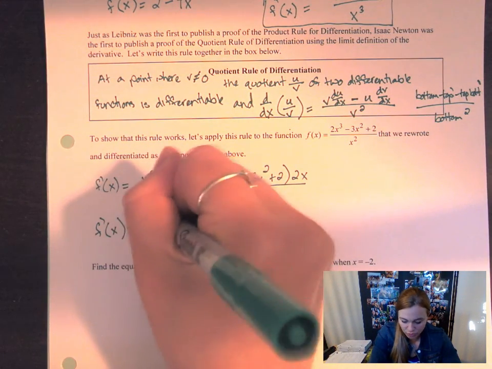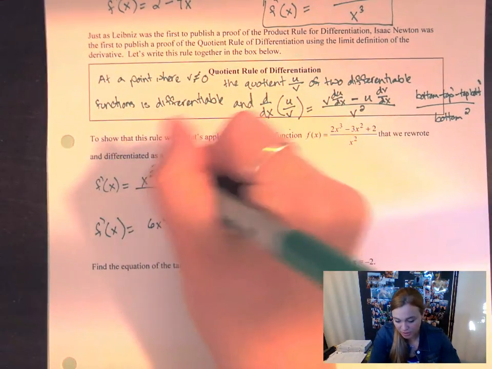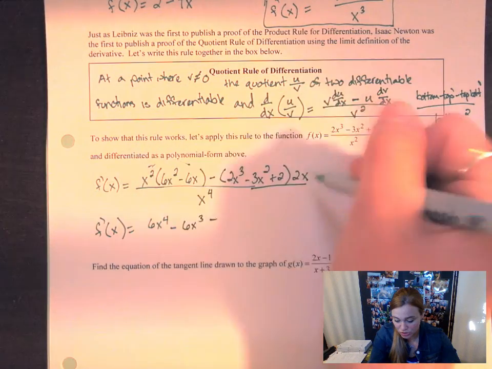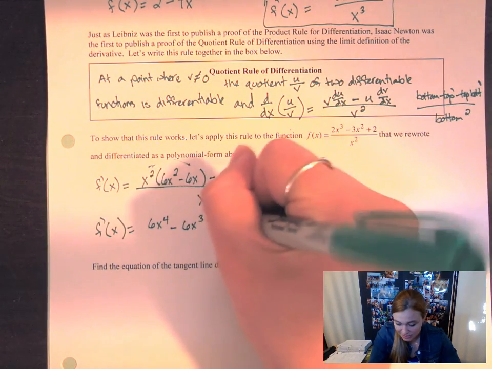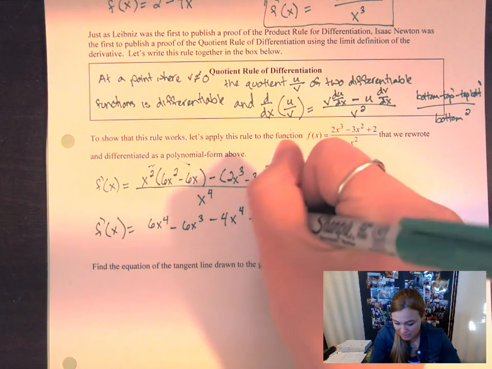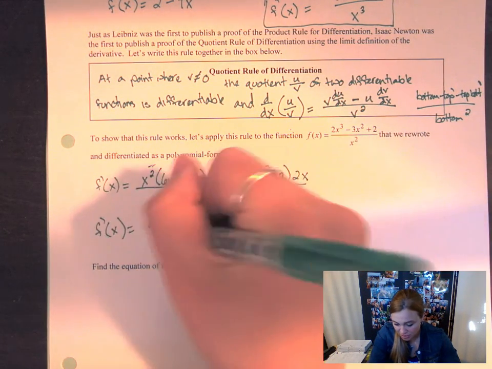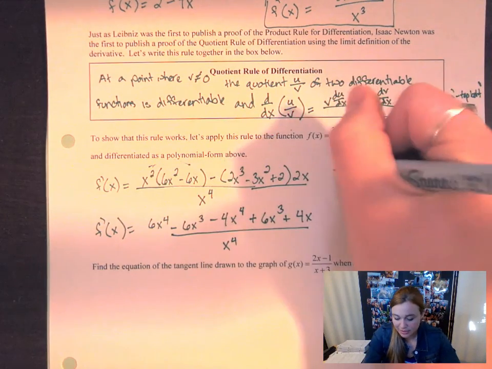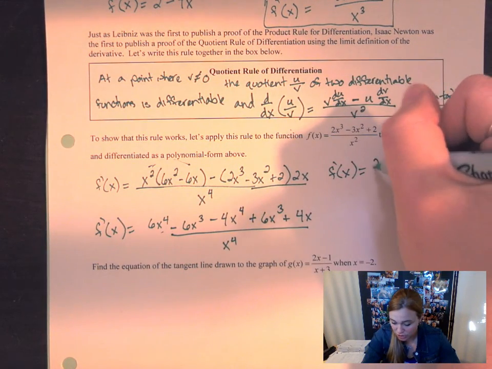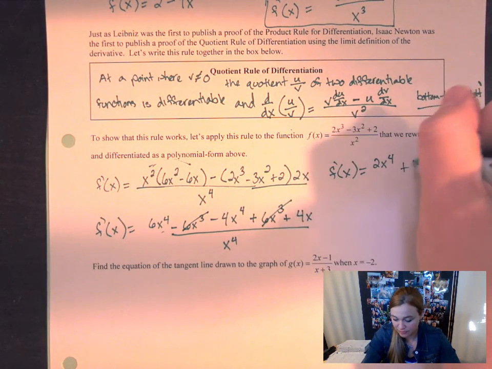This would be 6x to the fourth minus 6x to the third, so I'm distributing that, minus, I'm going to take 2x, and there's a negative here, and I'm going to distribute those, so this would be minus 4x to the fourth, plus 3 times 2 would be 6, there's a negative to negative, 6x to the third, plus 4x all over x to the fourth. Simplify this, f prime of x, 6x to the fourth minus 4x to the fourth would be 2x to the fourth. This x to the third will go away, that's good, plus 4x over x to the fourth.